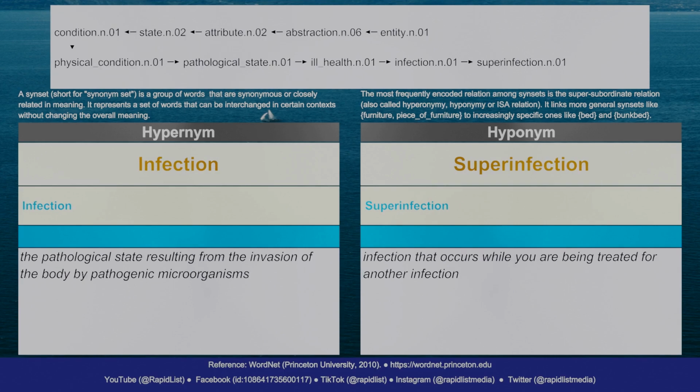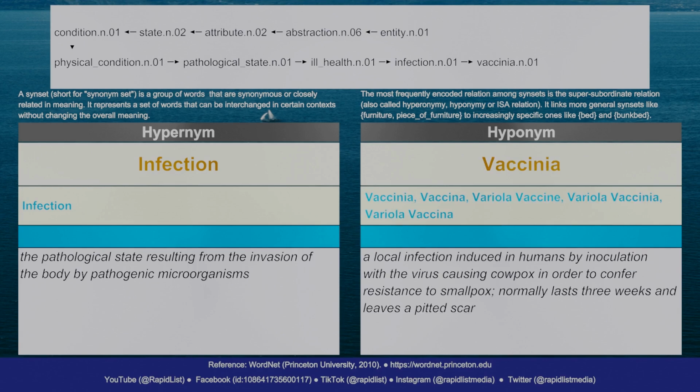Superinfection. Infection that occurs while you are being treated for another infection. Vaccinia. A local infection induced in humans by inoculation with the virus causing cowpox in order to confer resistance to smallpox, normally lasts 3 weeks, and leaves a pitted scar.